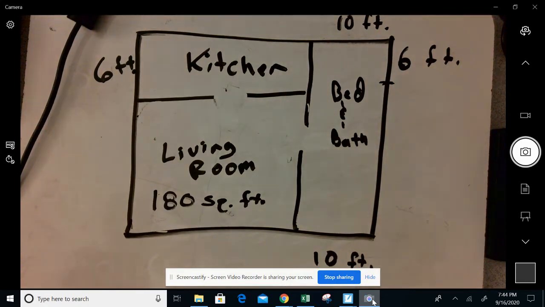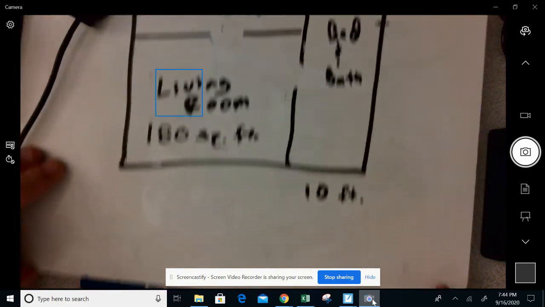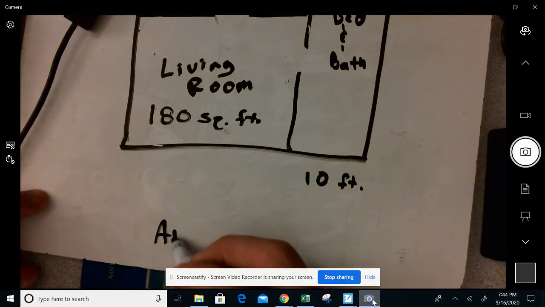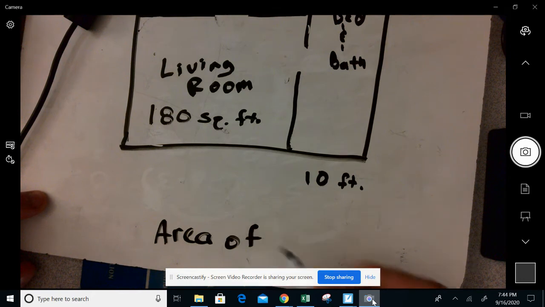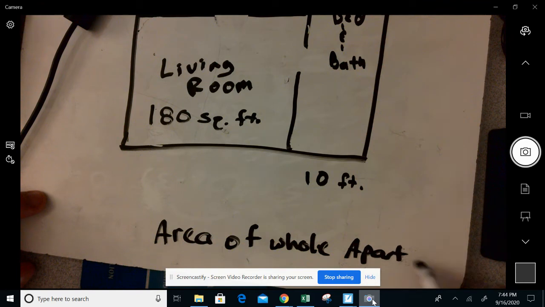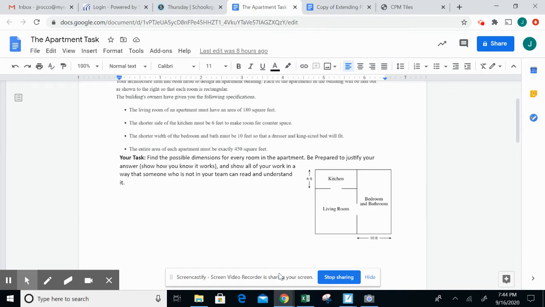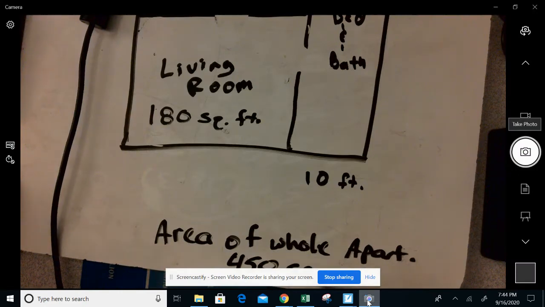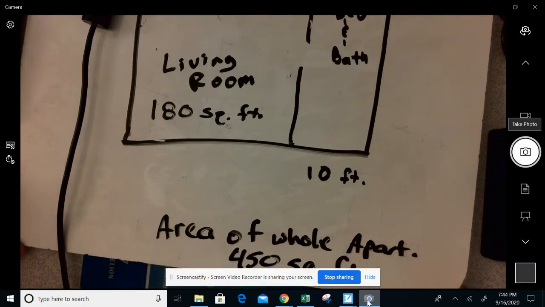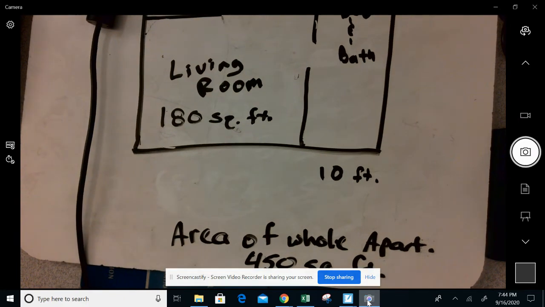All right. Now the other thing that it says is the area of the whole thing, and I'm going to write that down here. Area of whole apartment is, what was it, 450 square feet. All right, so we've pretty much exhausted everything we can do with the 10 foot and the 6 foot, but let's look at the area, the 180 and the 450.